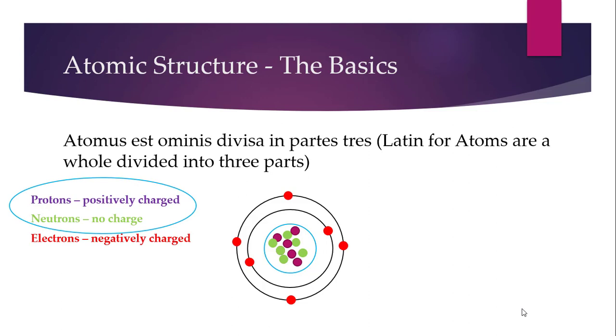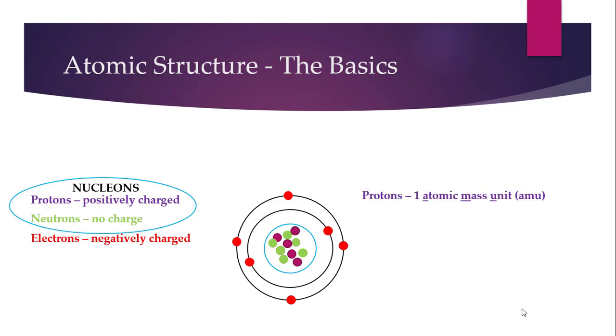With the protons and neutrons being inside the blue circle, inside the nucleus, they are frequently called nucleons. Protons are given a mass of 1 atomic mass unit, or AMU. Neutrons also weigh 1 atomic mass unit. Electrons weigh 1/2000th of an atomic mass unit, so a valid assumption for AP chemistry is that electrons have no mass. The number of protons is defined as the atomic number.